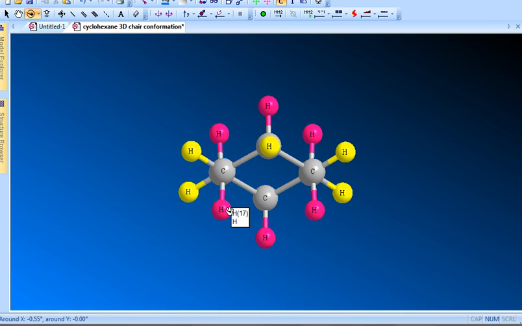Yes, they are perfectly staggered. Yeah, other people?